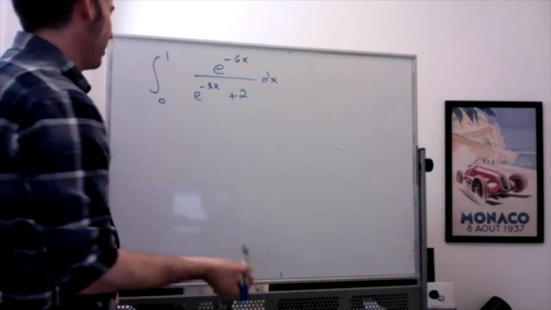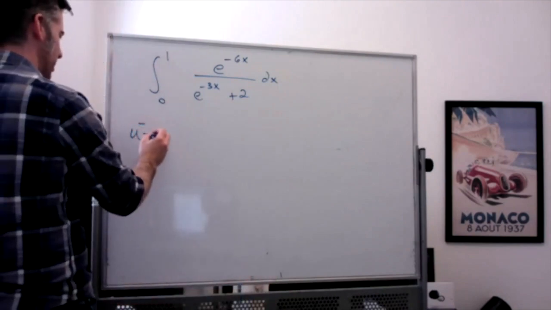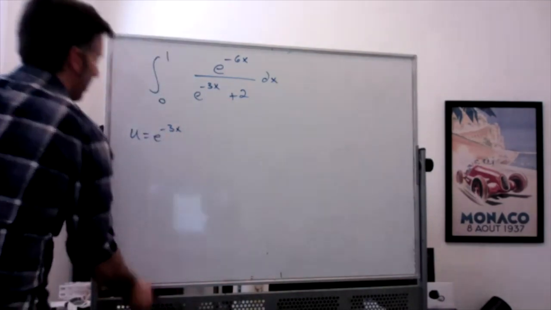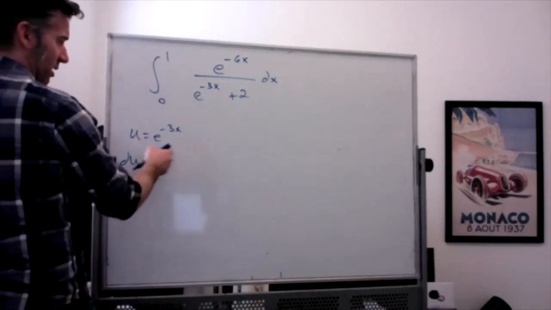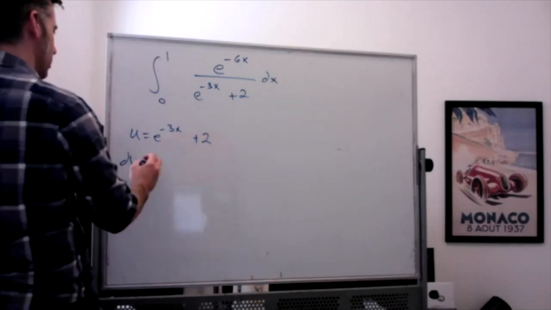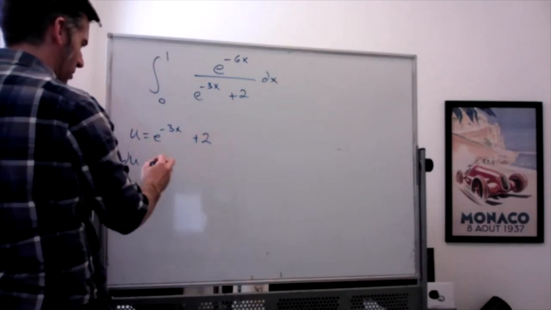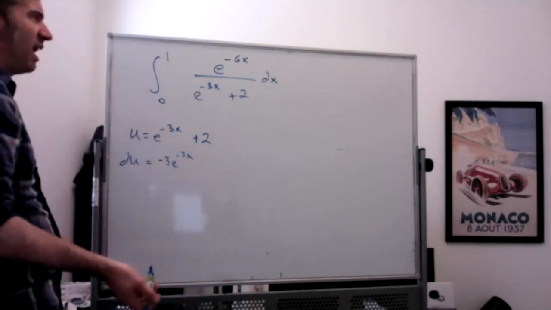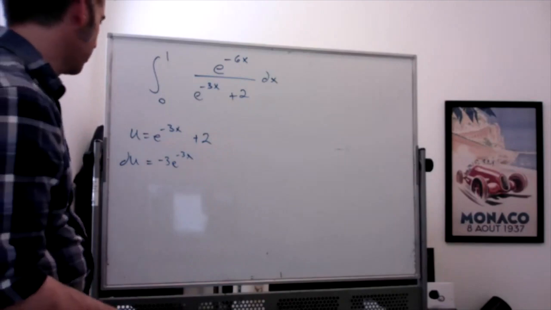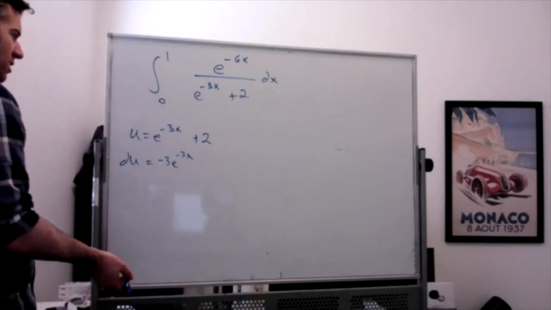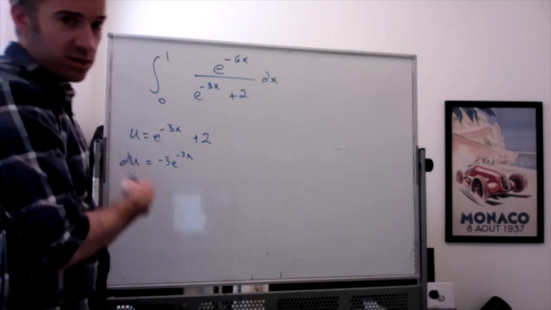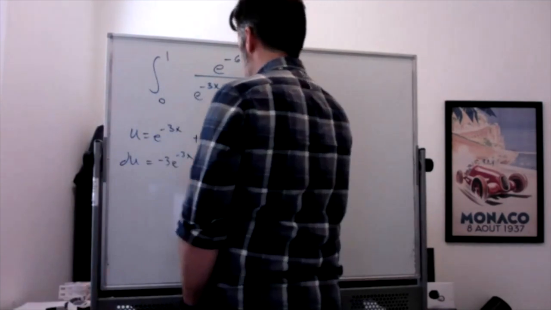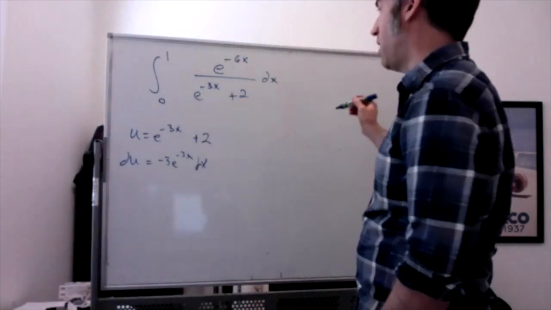You're like, am I letting u equal e to the negative 3x? That seems like, I don't know. If I did that, sorry, I would do u equals e to the negative 3x plus 2, and my du would be negative 3 e to the negative 3x. This might actually work, although not in the way I intended. If you try letting u equal the denominator, your du is this, and you can totally break up the top.